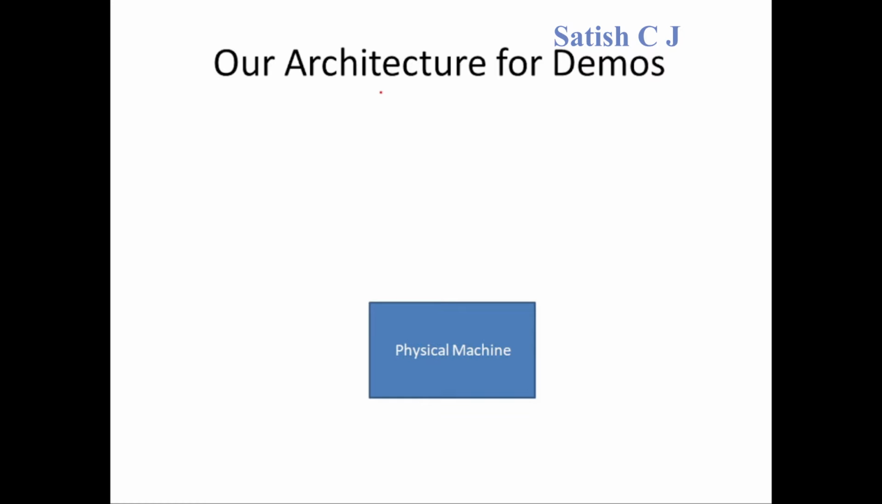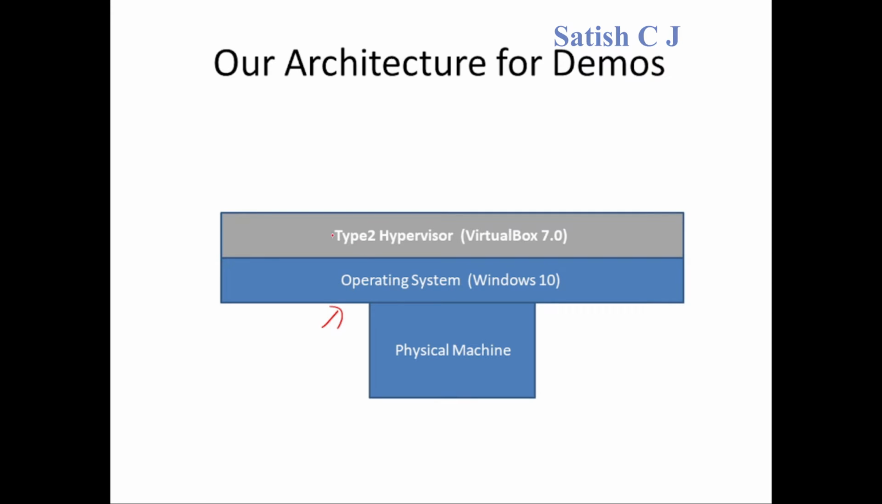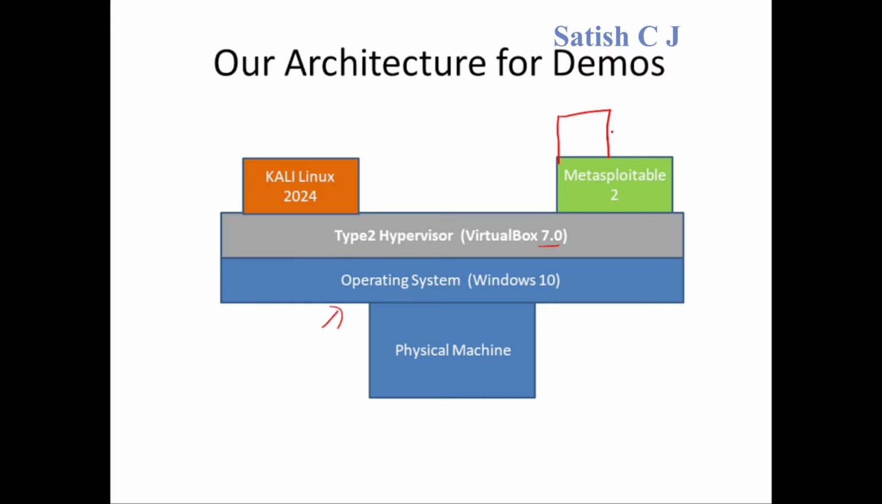So this is the architecture for our demos. I'll be having my laptop with the host operating system Windows 10. On top of that, we have the Type 2 hypervisor VirtualBox 7 running on Windows 10, and I have two machines, Kali Linux and Metasploitable 2. Metasploitable 2 is the vulnerable Linux machine, and I'm going to have a shared folder here, that is temp. Temp is the folder which will have this file satish.txt.